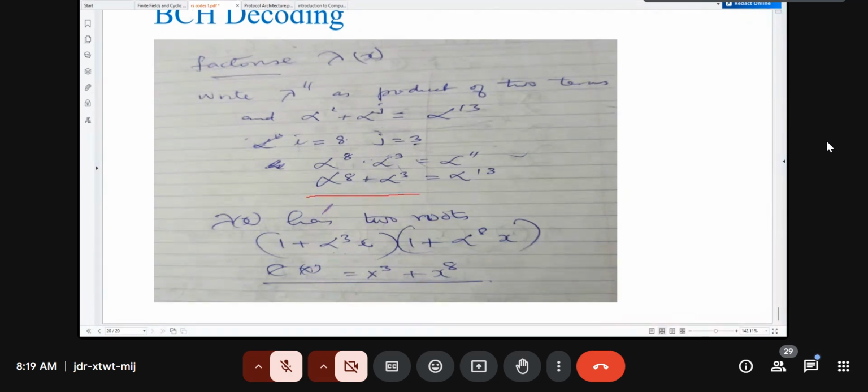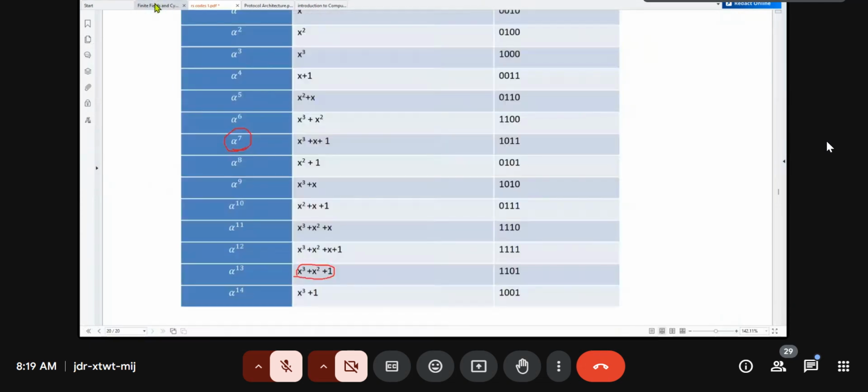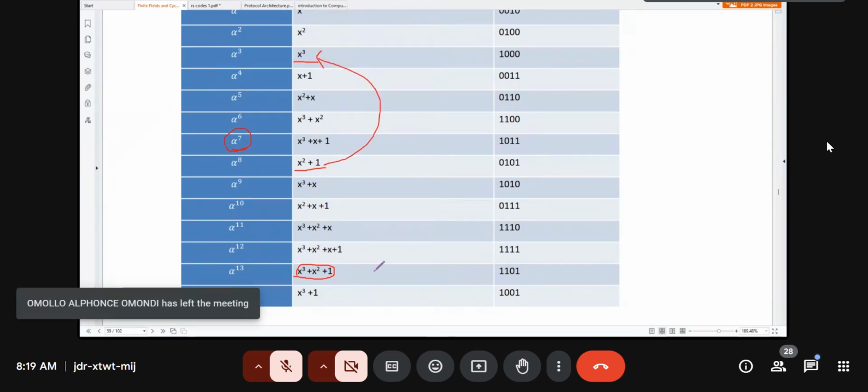What is alpha to the power of 8? It is this, and alpha to the power of 3. So if you add these two alphas, alpha to the 8 and alpha to the 3, it will be alpha to the power of 13. It will be this one here. If you add these two, you can see they are the same as alpha to the 13.